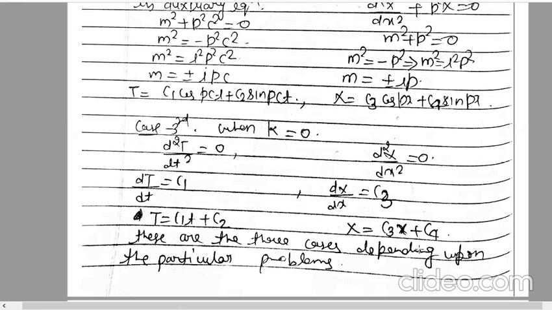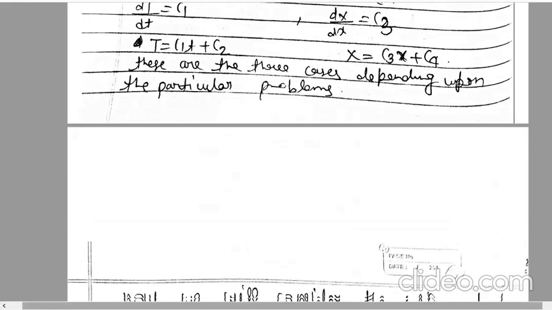Now, case third is when k is equal to 0. So d²T/dt² = 0 and d²X/dx² = 0. So again, we are getting a straight line solution, right? These are the three cases, depending upon the particular problem.